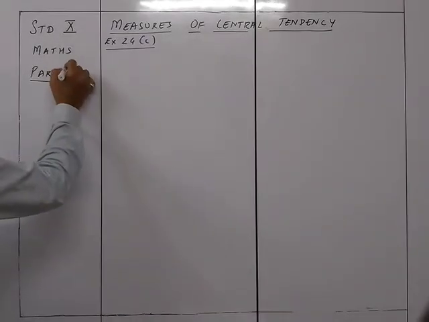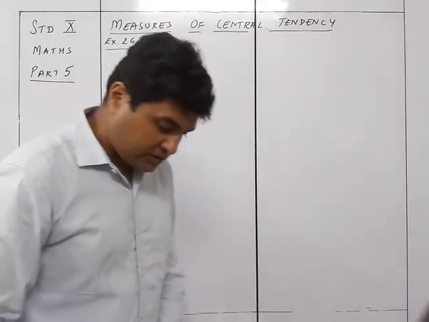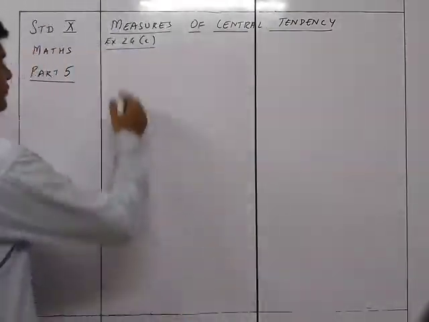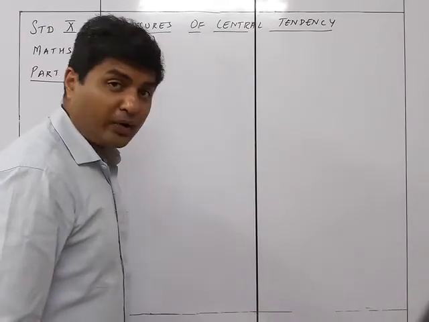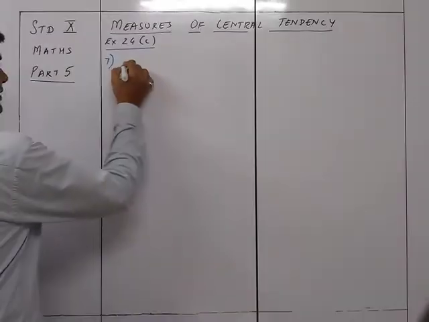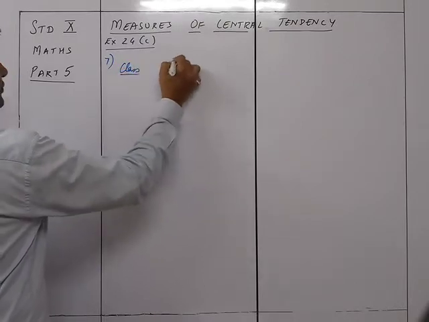So we move ahead and we are now on sum number 7 of exercise 24C. Sum number 7. Estimate the median by drawing the ogive. So that's what they have given us, the class and the frequency.